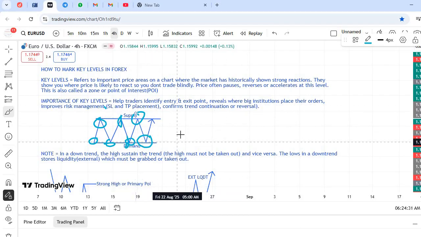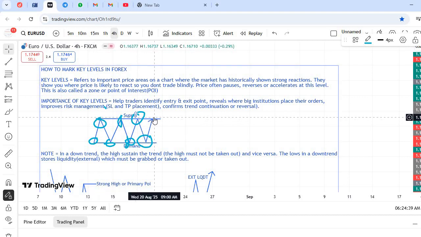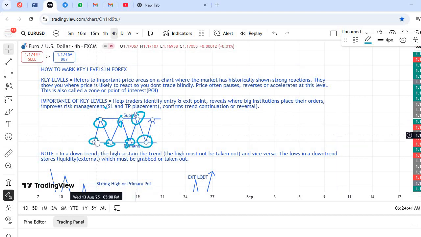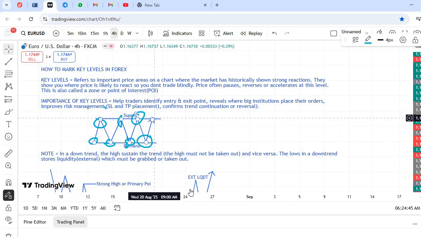So now, what is this trying to tell you? This is trying to tell you that this demand level is a key level, and this supply level is also a what? A key level. This demand level is a key level, and this supply level is also a key level.